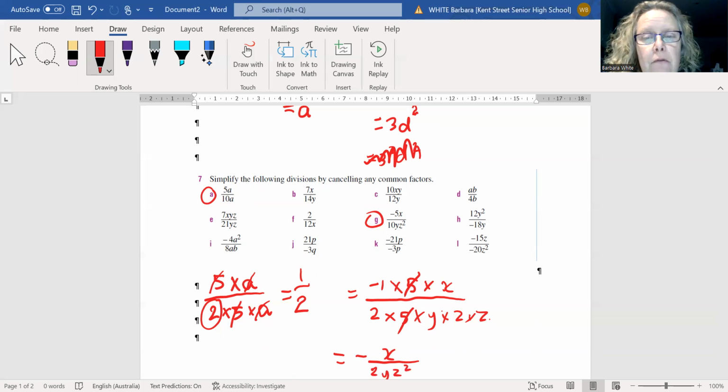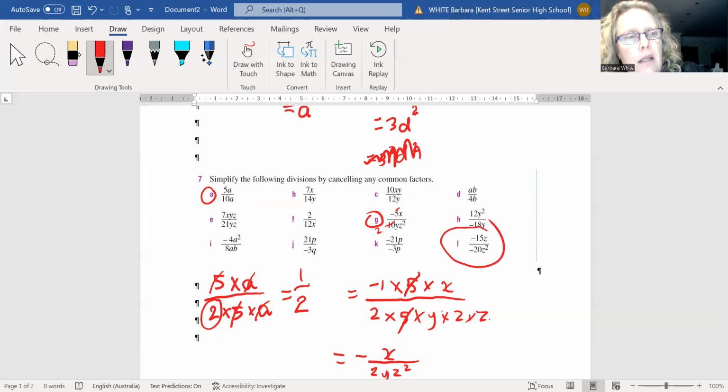Right, we've just taken a factor of 5 out of the top row, and we've taken a factor of 5 out of the bottom row. This one, let's do this one. Let's make room.